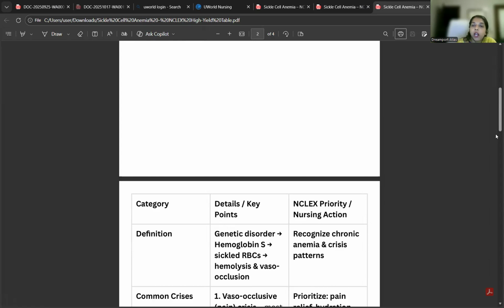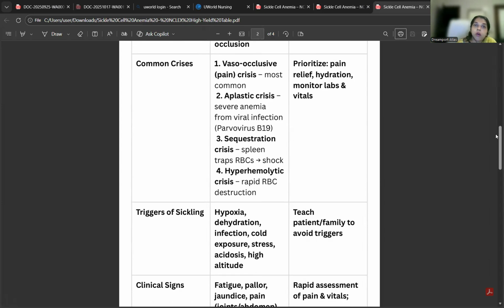And here our NCLEX priority is to recognize the condition of the patient. If the client has a history of chronic anemia and a worsening condition, it is almost certainly related to sickle cell disease. What are the common crises that can occur in a patient with sickle cell anemia?